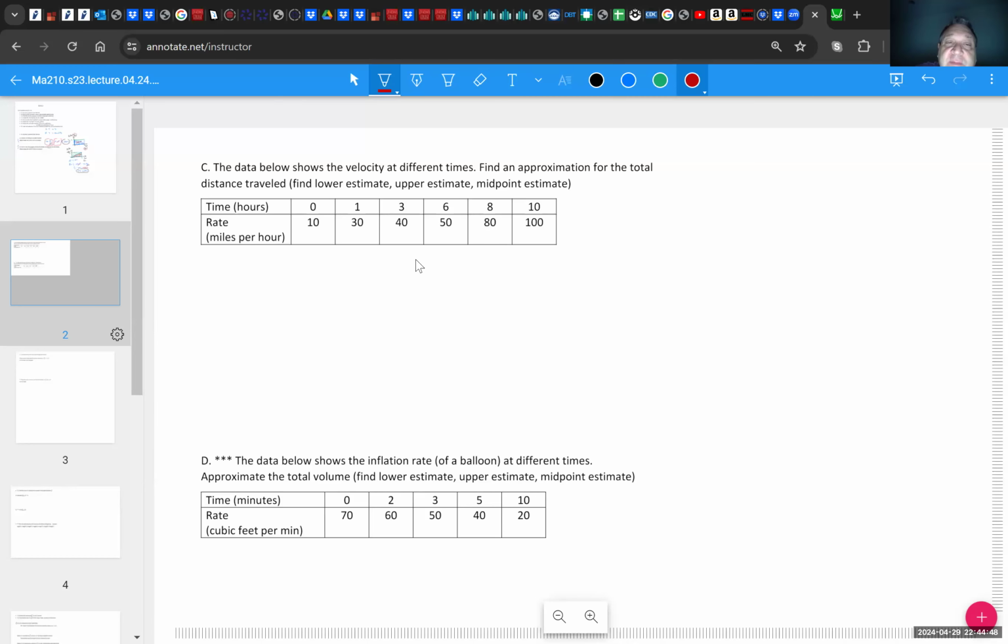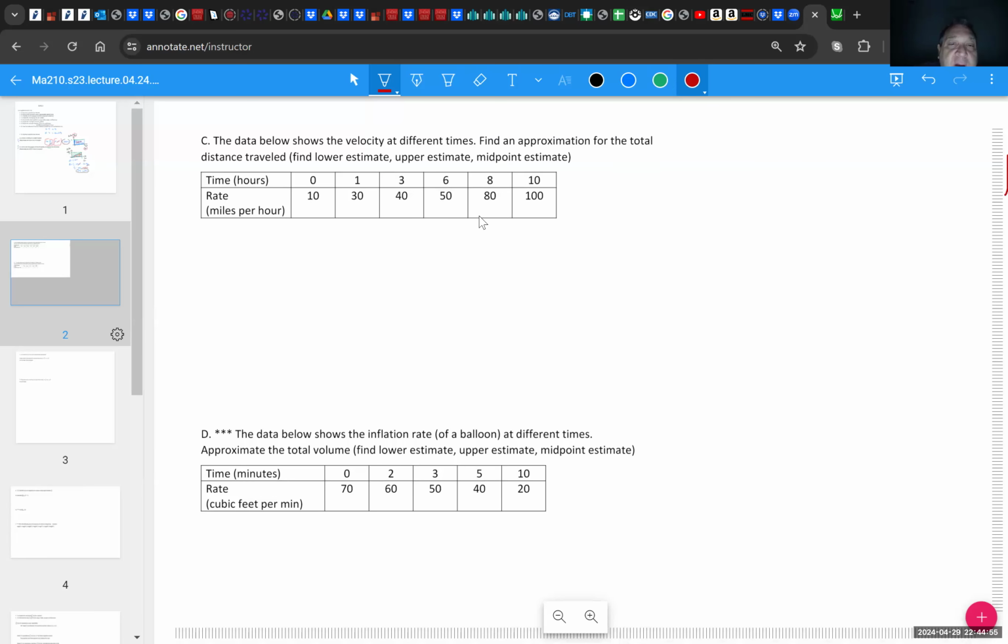We have here some data that was collected about the velocity over a certain number of times. And at time 0, we know the rate here was 10 miles per hour, and we're given some additional rates. And we want to find the distance traveled. Now, we don't have enough information to know the exact distance traveled, because we aren't told anything like the last time that we had a constant rate or a constant increase. It just says that it was going these rates at these times.